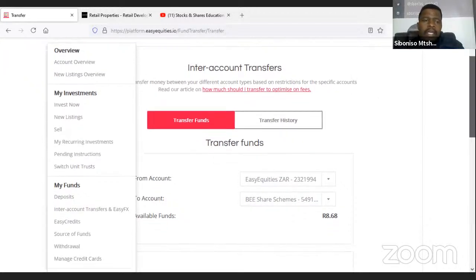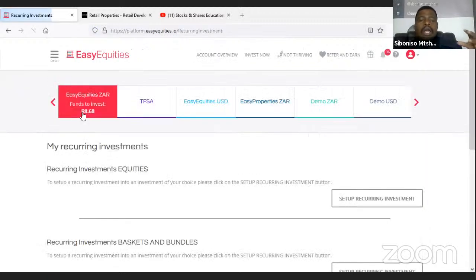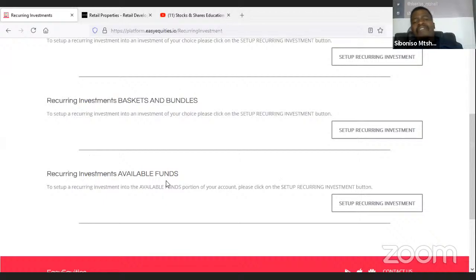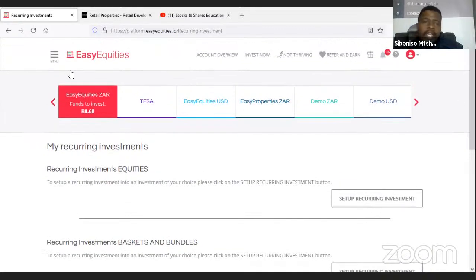If you click menu again, as you can see, there is the withdrawal. When you want to make a withdrawal after disinvesting, you can do all those sorts of things. Under my investment, there is my recurring investment. If you want to have a stop order or a debit order that goes monthly, it can be a 100 rand debit order if you like. You can set up that monthly debit to go under available funds, so that you can explore other opportunities that might be available.